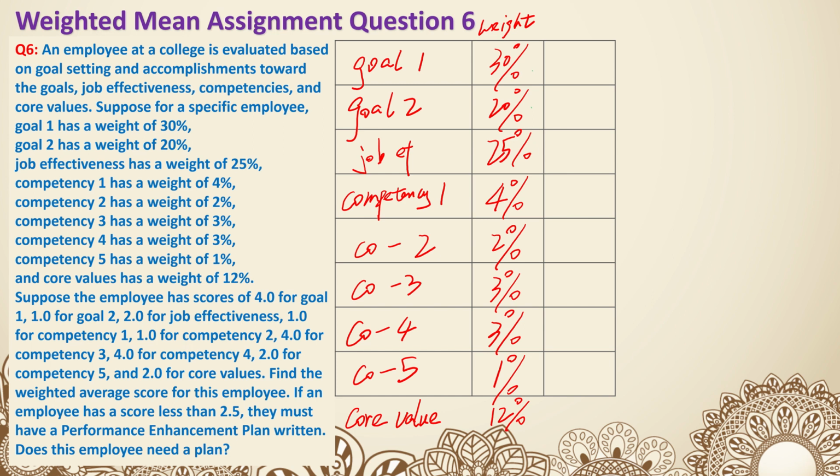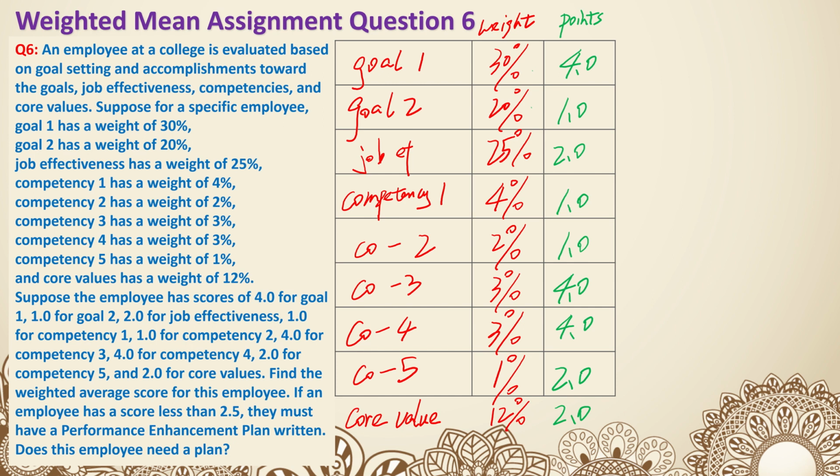Then suppose the employee has a score of 4.0 for goal 1. These are the points. 1.0 for goal 2, 2.0 for job effectiveness, 1.0 for competency 1, 1.0 for competency 2, 4.0 for competency 3, 4.0 for competency 4, and 2.0 for competency 5. Lastly, 2.0 for core value. Find the weighted average score for this employee. If an employee has a score less than 2.5, they must have a performance enhancement plan written. Does this employee need a plan?